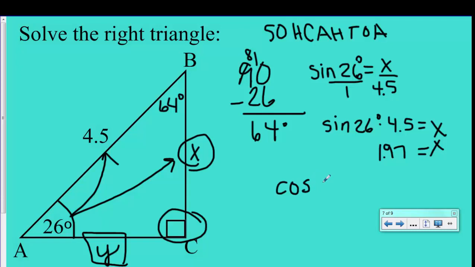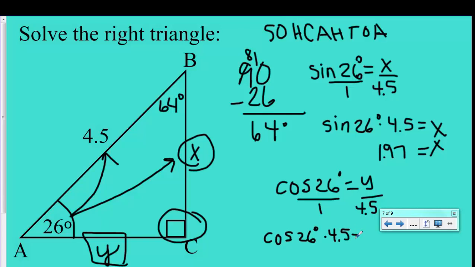Cosine of the angle 26 degrees equals y over 4.5. Again, I will make this into a proportion so I can simply cross multiply. I then know how to set it up in the calculator. Is it a multiplying problem or dividing problem in the calculators? Cross multiply, we take cosine of 26 times 4.5 equals y.